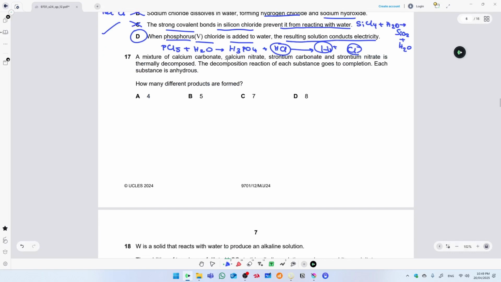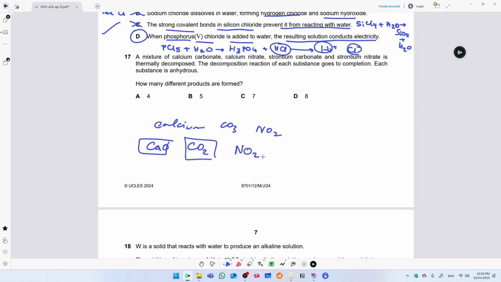17. A mixture of calcium carbonate, calcium nitrate, strontium carbonate, and strontium nitrate is thermally decomposed. The decomposition reaction of each substance goes to completion. Each substance is anhydrous. How many different products are formed? So let's look at calcium carbonate and calcium nitrate. Both will have a common product of CaO. So this is one, and then the carbonate will form CO2. The nitrate will form NO2 and oxygen.